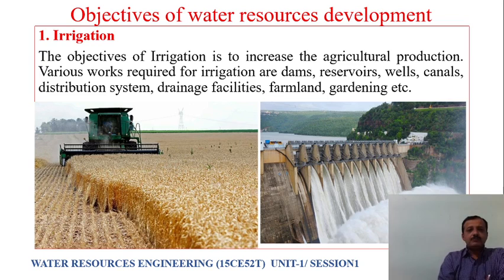Next, coming to the objectives of water resource development. What are the objectives of water resource development? First and very important objective is irrigation. Irrigation is to increase the agricultural production of any particular country. For this irrigation, we require various types of structures like dams, reservoirs, wells, canals, distribution systems, and proper drainage facilities, as I mentioned earlier, farmland, gardening, etc.